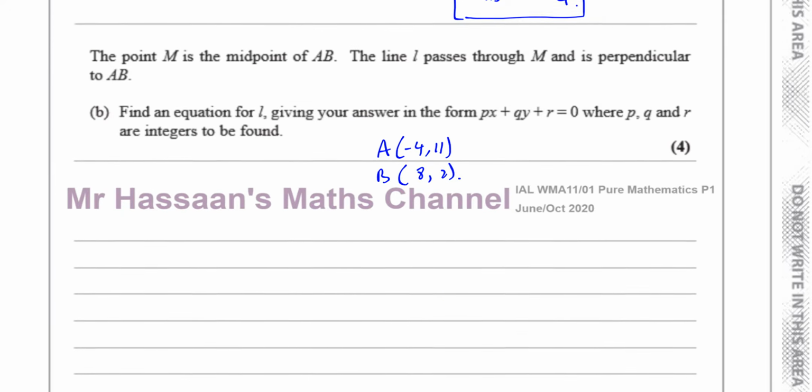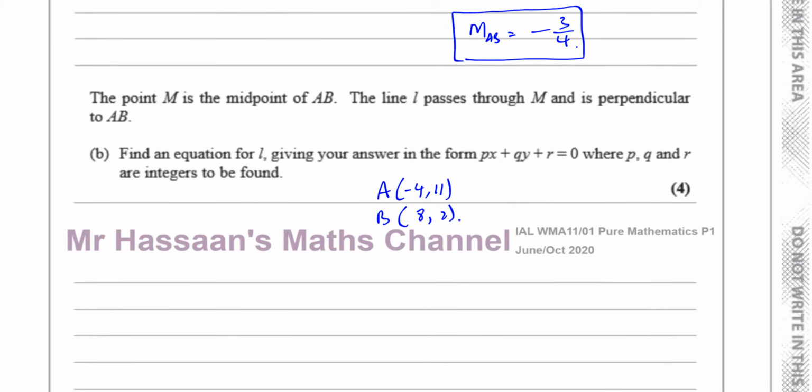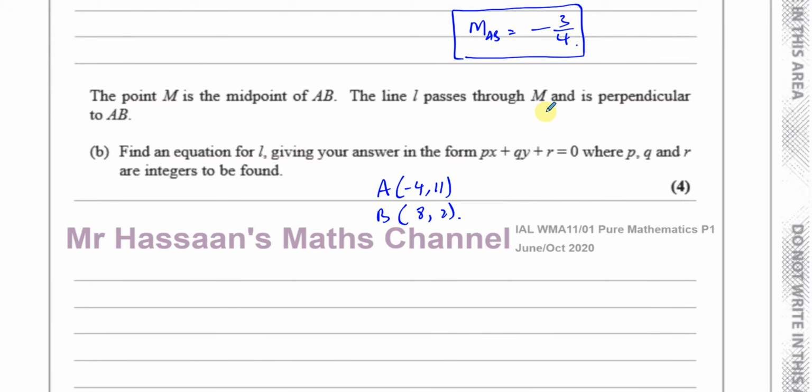Now it says the point M is the midpoint of AB. The line L passes through M and is perpendicular to AB. Find the equation for L, giving your answer in the form Px plus Qy plus R equals 0, where P, Q, and R are integers to be found. Okay, so basically they're asking us to find the perpendicular bisector of AB. It's a line which is perpendicular to AB and passes through its midpoint. So we need to find the midpoint of AB.